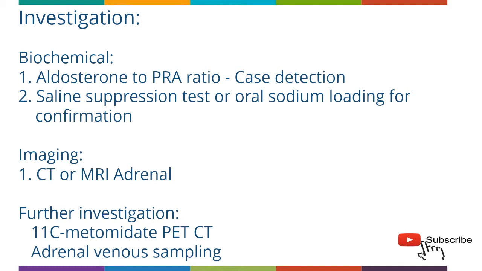Next steps include imaging of adrenal gland. Either CT or MRI adrenal is undertaken to assess adrenal gland. Next step is to confirm if unilateral or bilateral gland is involved by undertaking adrenal venous sampling for aldosterone or 11C-metomidate PET scan or both.